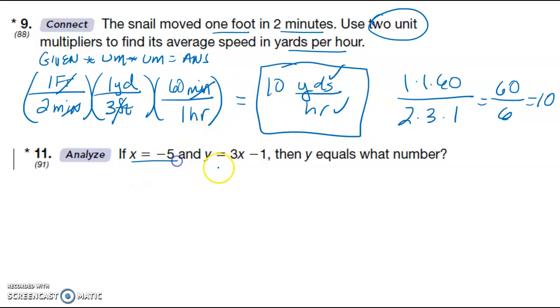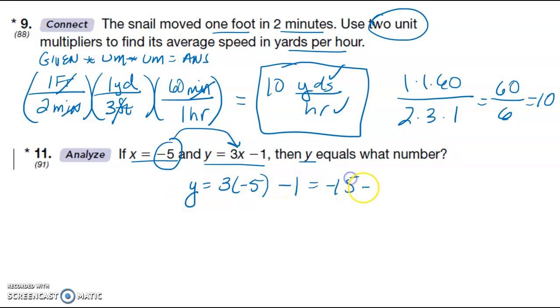Okay, if x is equal to -5 and y is equal to 3x - 1, y equals what number? So what we're going to do is take this x and plug it in right there. So y is equal to 3 times -5 minus 1, which is -15 minus 1, which is -16.